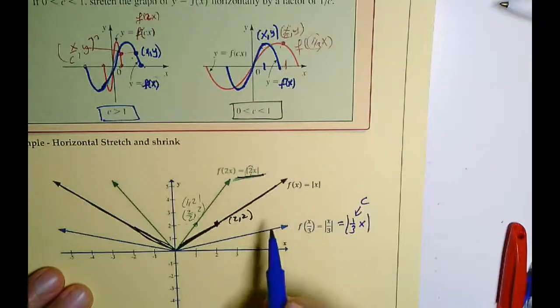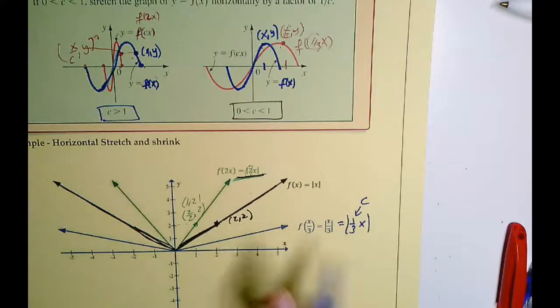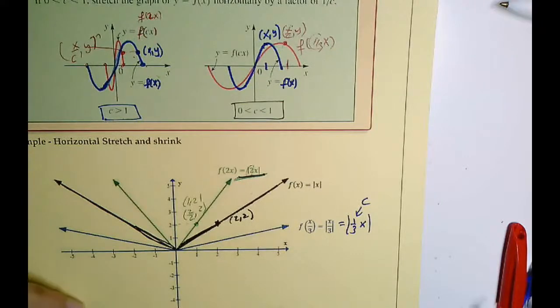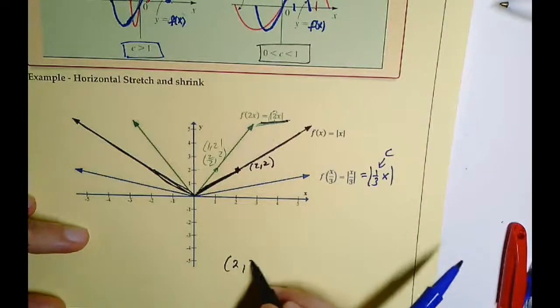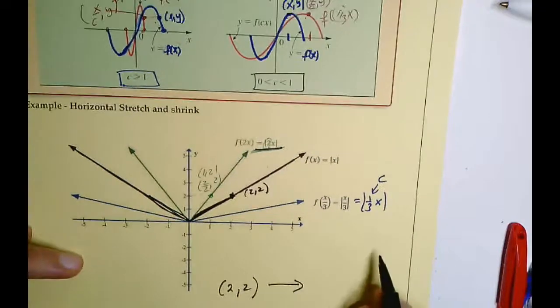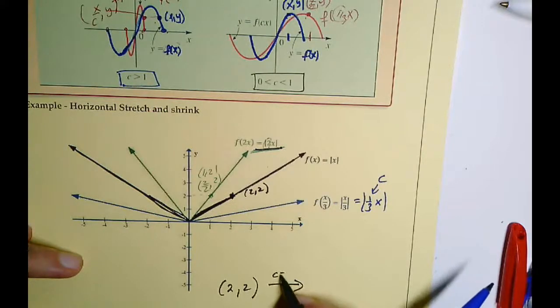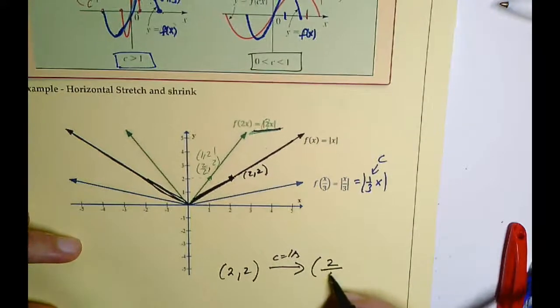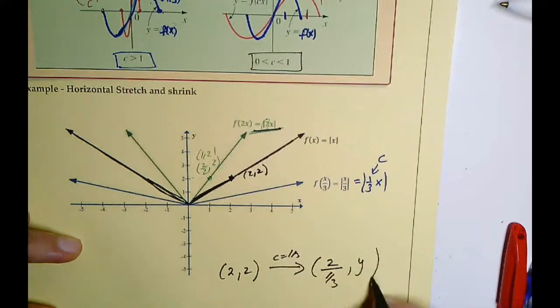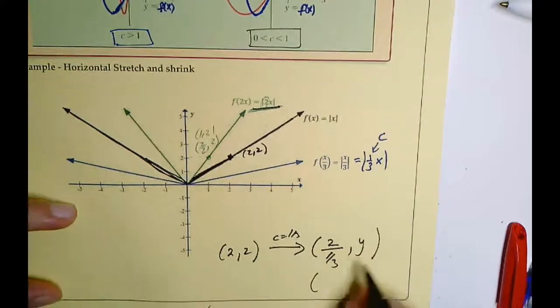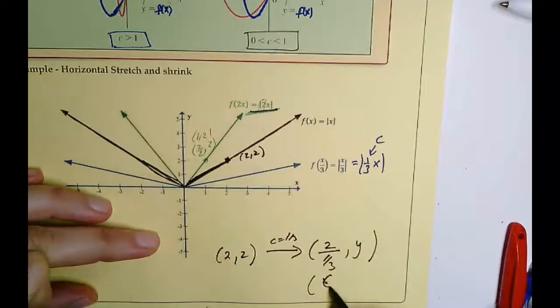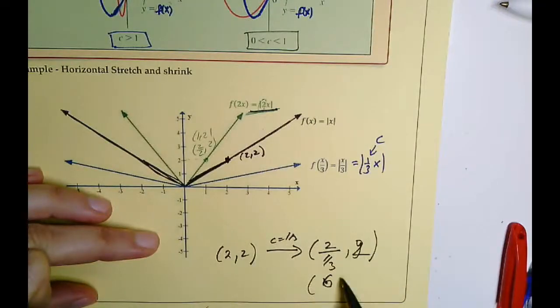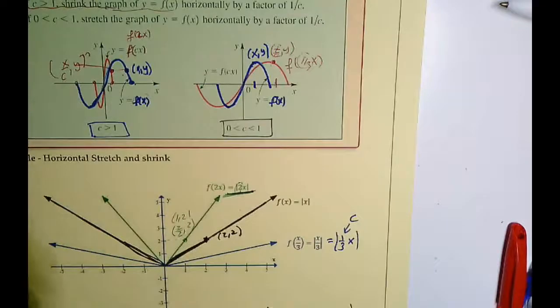So the y is going to stay the same, it's just the x is going to be divided by c. So the point (2, 2), I'm going to write it right here. The point (2, 2), when I do a horizontal stretch by 1/3, so c is 1/3, is going to turn into the point 2 divided by c, but c is 1/3, and the y stays the same. So 2 divided by 1/3 is 6, and the y was 2. So 6 and 2.